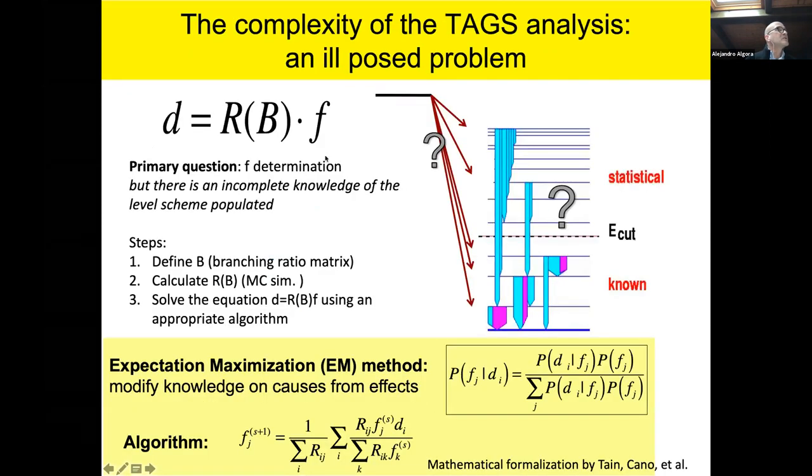I think I mentioned already that I will not have time to explain the complexity of the TAS analysis. If someone is interested, I can mention that later. It's a so-called ill-posed problem. My colleague Jose Luis Tain has done a fantastic job in improving how we can solve this problem. But what you should remember is that the spectrum that you measure is equal to the response function of your spectrometer, which depends on the decay that you are studying, multiplied by the feeding distribution that you would like to determine. We need to solve that equation to extract the beta feeding pattern.